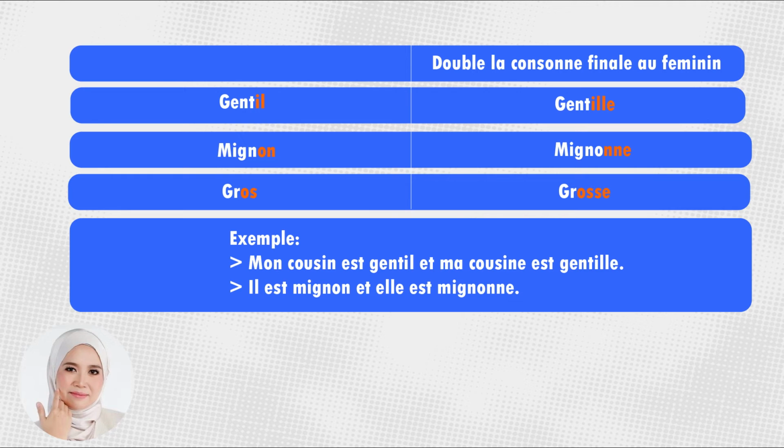Now let's look at the example sentences here. You have mon cousin est gentil. My male cousin is kind. Et ma cousine est gentille. Okay? My male cousin is kind and my female cousin is kind. Alright, now let's look at the second example. You have here, il est mignon et elle est mignonne. He is cute and she is cute.